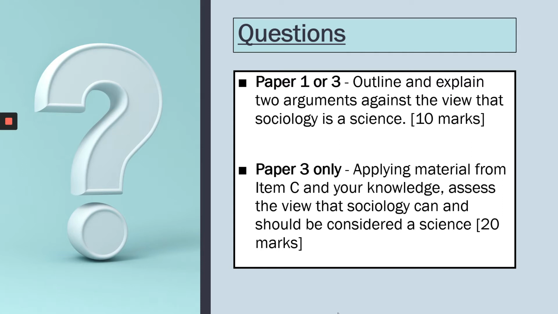Paper 3 is the only place where you get the 20-mark questions. So it always starts applying material from item C, annual knowledge. And we're quite used to that starting sort of phrase. Assess the view that sociology can and should be considered a science. We're going to look at a question that's similar to this, but not exactly the same. So you can have a go at that one too, if you want to.